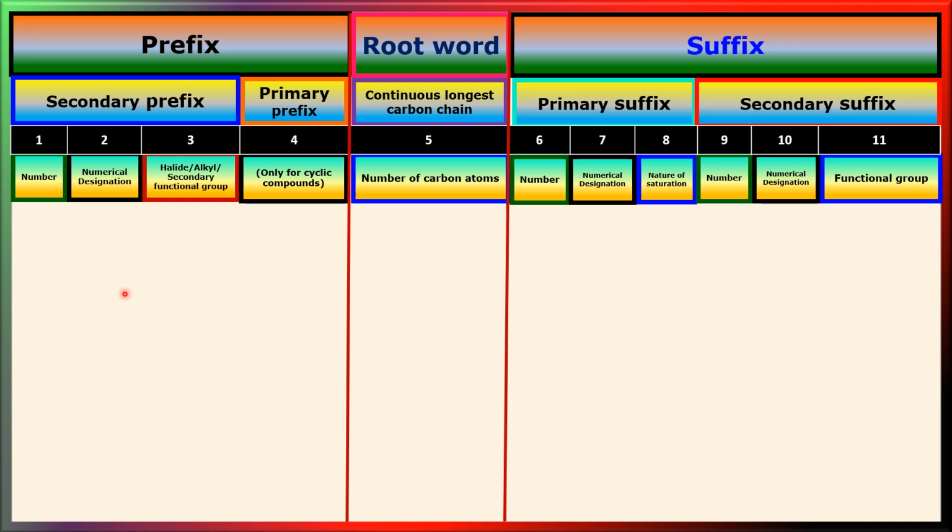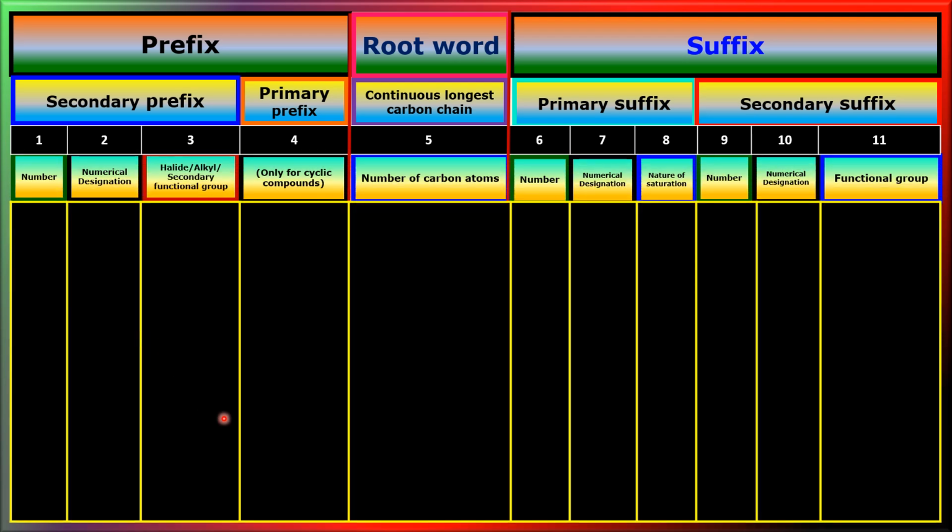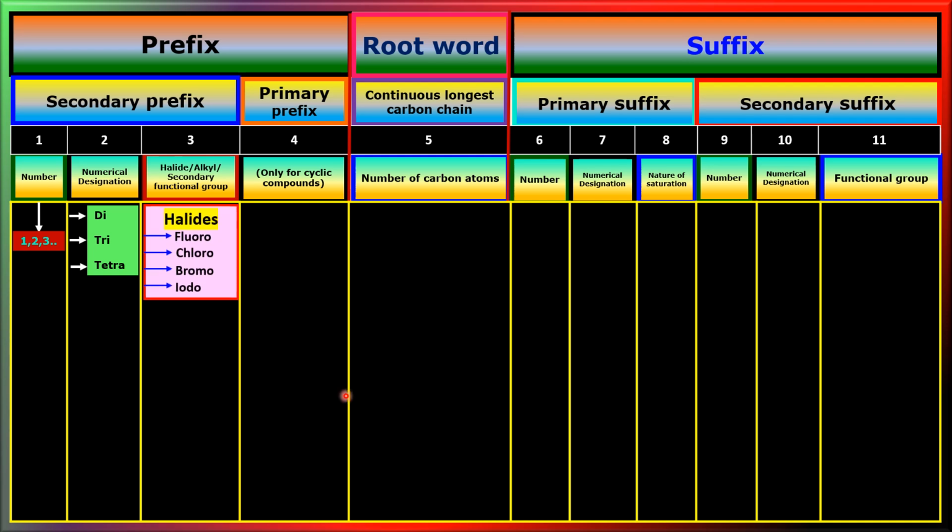So numbers means, you see here, 1, 2, 3. The carbon atom to which these secondary functional groups or alkyl groups are attached is shown by numbers. Numerical designations I already explained, they are di, tri, tetra, like this.